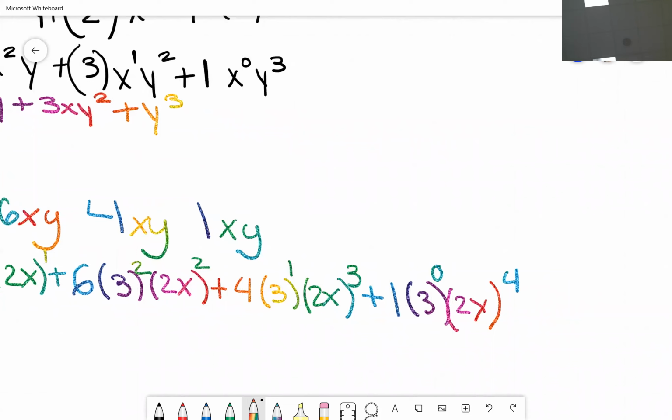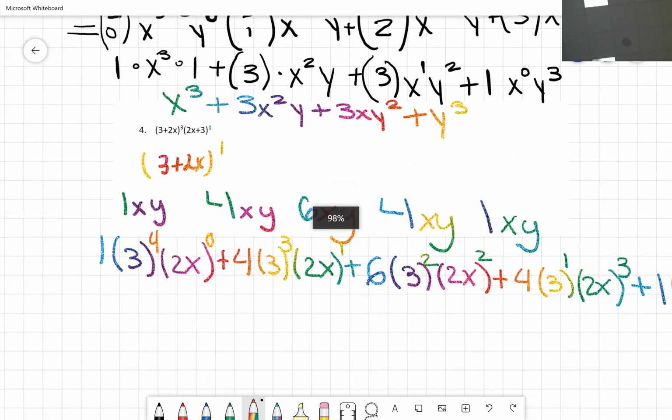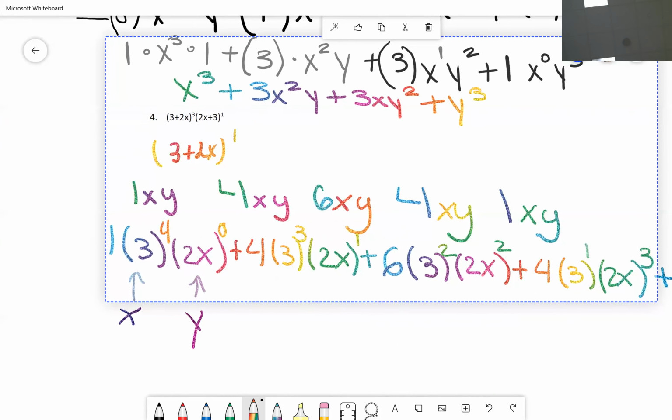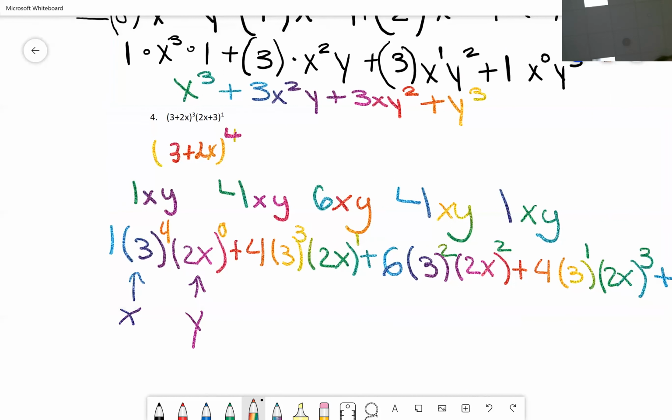So I do this, and then you just solve all of them. But where are the X and the Y's? This is the X, and this here is the Y. Make sure this is to the 4. Right the first time.